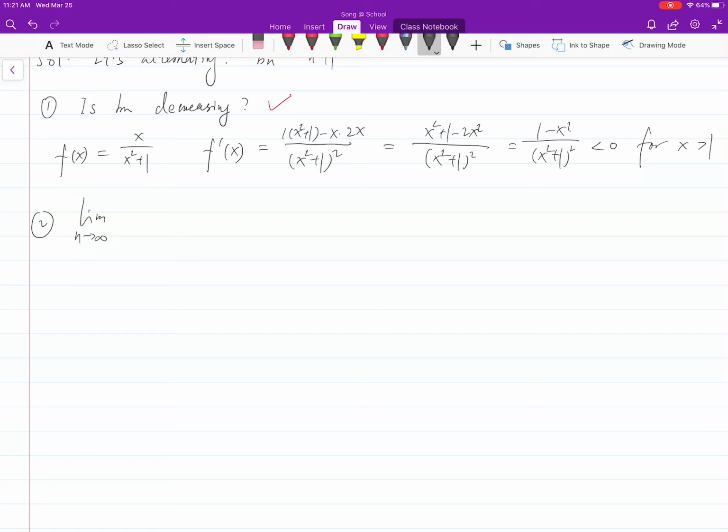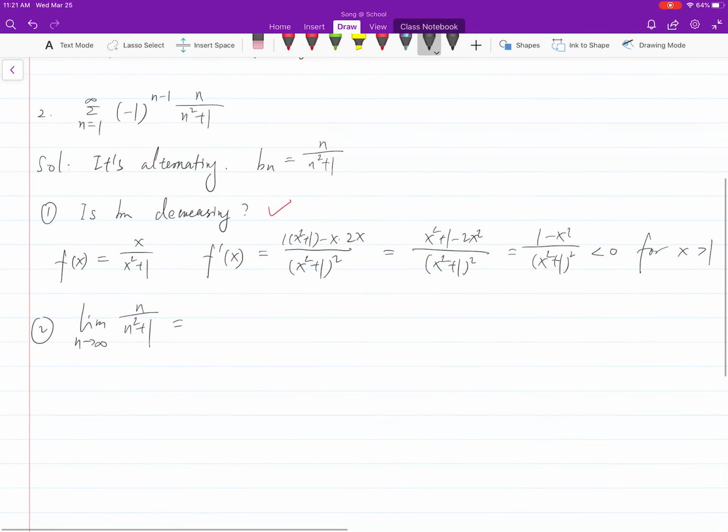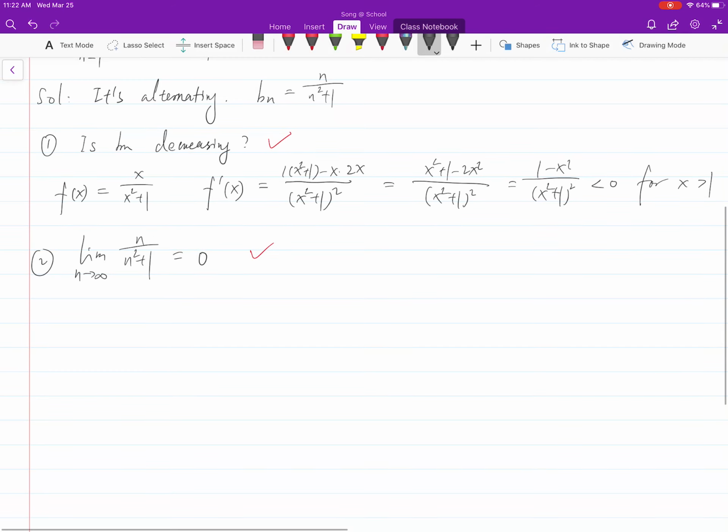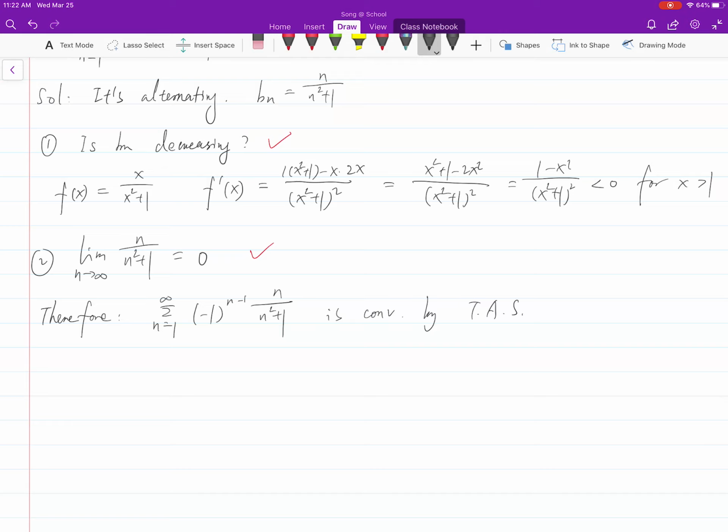To complete the second, the limit as n goes to infinity of Bn. What's the limit of this thing here? Now, leading term, right? It's infinity over infinity. The leading term will give you the answer, or you can use L'Hopital. Either way, this gives you 0, so check. Therefore, the sum is convergent by the alternating series test.